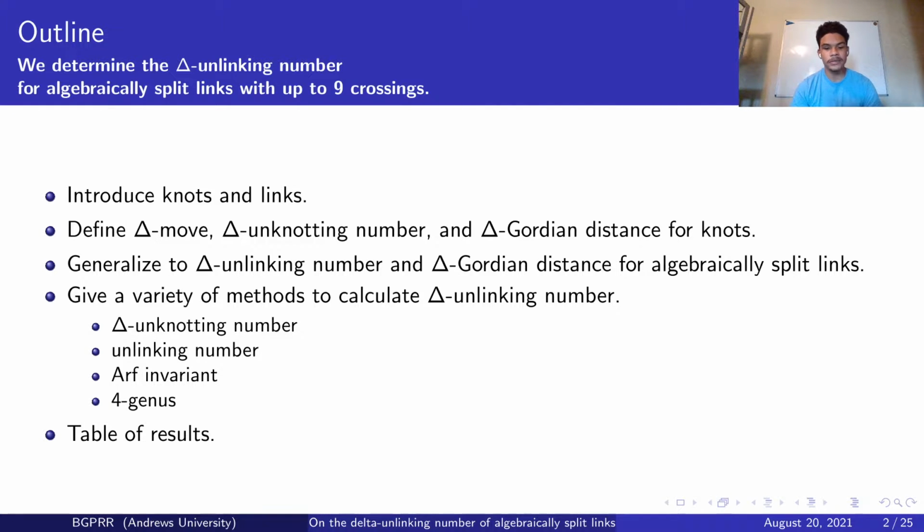Afterwards, we'll go over a series of methods that we use to fully determine and calculate the delta unlinking number for these links up to 9 crossings. Methods such as the sum of delta unknotting numbers, the canonical unlinking number, the Arf invariant, and the 4-genus. At the end of our research, we tabulated these results.